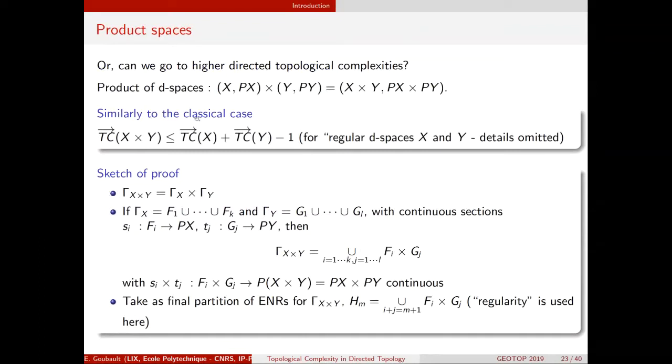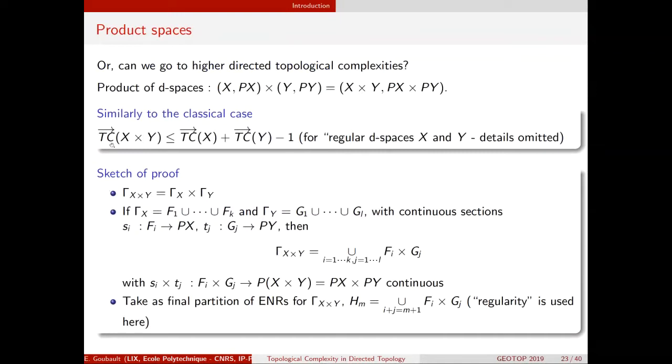So first of all, you should remark that the category of these spaces is complete and co-complete. You have at least binary products. So it's just the binary product of the underlying topological space and of the topological spaces of directed paths. And similarly to the classical case, for regular spaces, once again, it's a minor technicality which I won't go into.